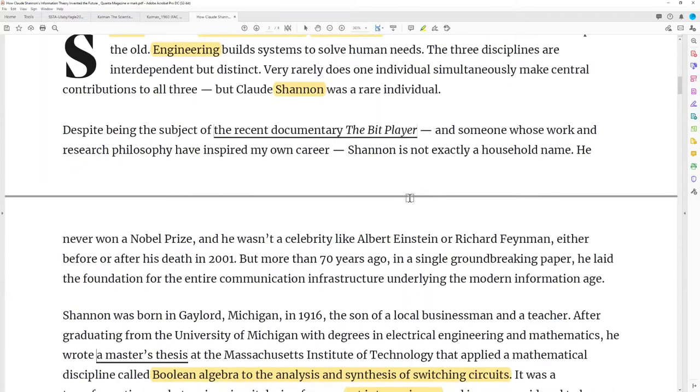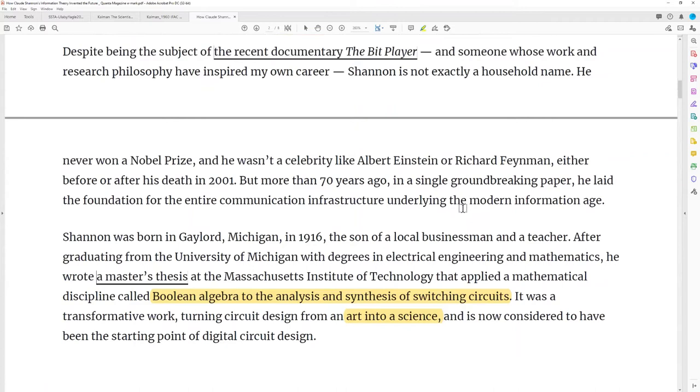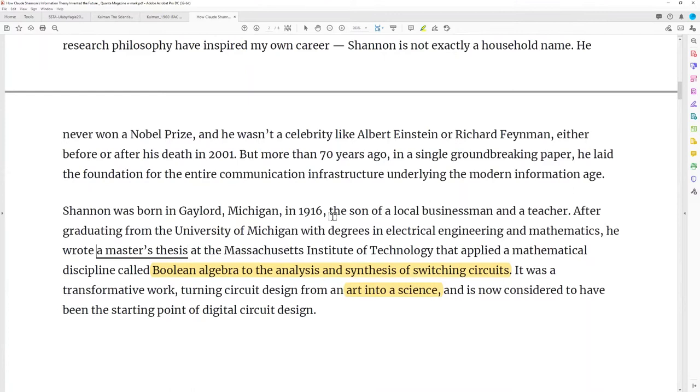So let's see what Shannon is made of. This is a regular guy. Grew up in Michigan, went to University of Michigan, and studied electrical engineering. Sounds familiar? This is a guy who had a bachelor's degree in electrical engineering, just like you do.